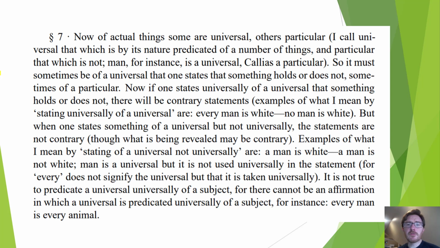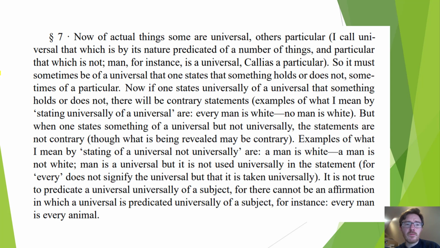It says, now if one states universally of a universal that something holds or does not, there will be contrary statements. Examples of what I mean by stating universally of a universal are, every man is white, no man is white. Every deer stag likes cookies, right? That would be stating something universally of a universal.